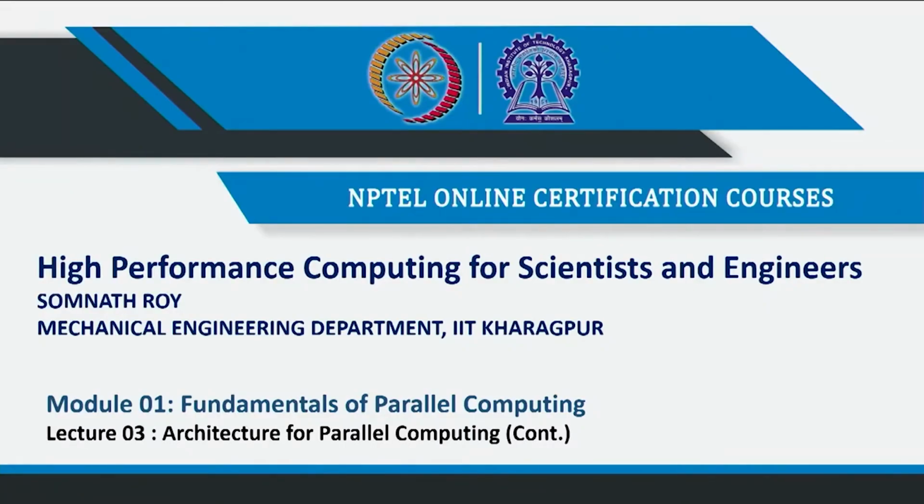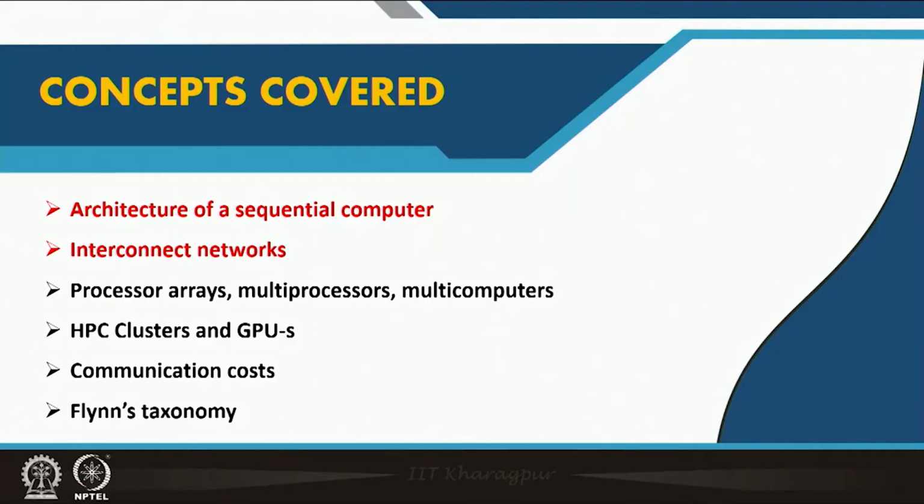Welcome to our MOOC course on high performance computing for scientists and engineers, and we are discussing architecture for parallel computing, which is part of the first module of the course, fundamentals of parallel computing. We are continuing the discussion from the last lecture. We discussed the architecture of a sequential computer. We discussed interconnect networks, that means how different computers are connected in both shared memory and distributed memory arrangements, and we have also quickly looked into a couple of terms like cache coherence protocols, false sharing, and communication costs.